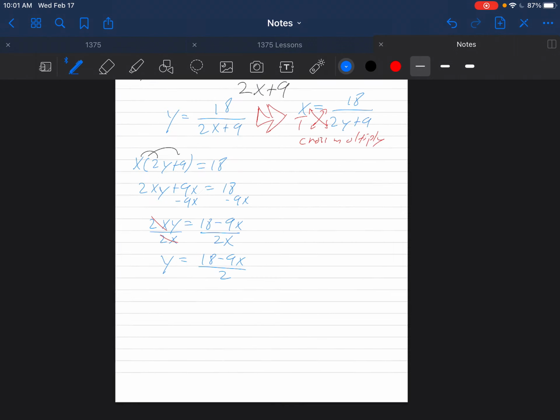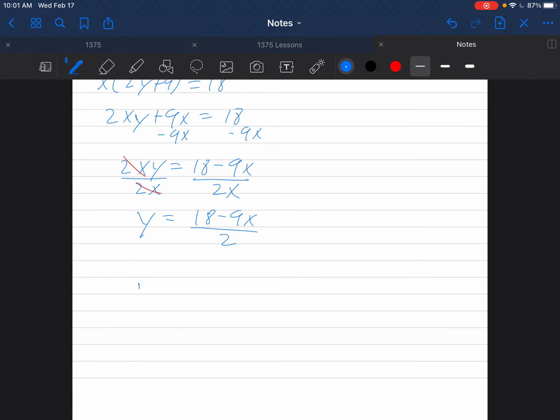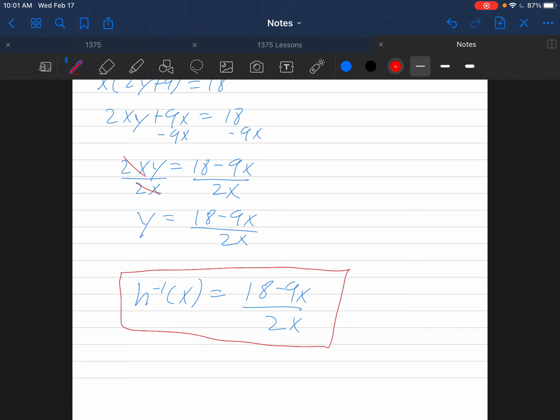So this is our inverse. H of x was our name of the function. So that means h negative 1 of x equals 18 minus 9x over 2x. This should be a 2x over here. Sorry about that. And then, it looks like there's something that can reduce.